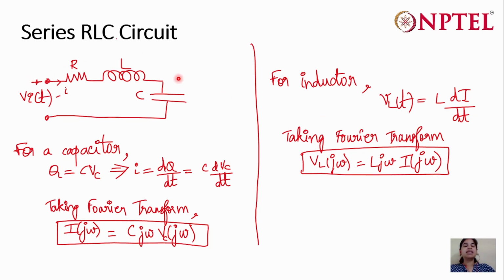So, when I have a series circuit like this, the current that passes through the circuit is going to be the same. That is why for I, I don't have any notation. But the voltage across different components is different. So, for capacitance I have written Vc of j omega, for inductance I have written VL of j omega. So, these are the equations for a capacitor and inductor.